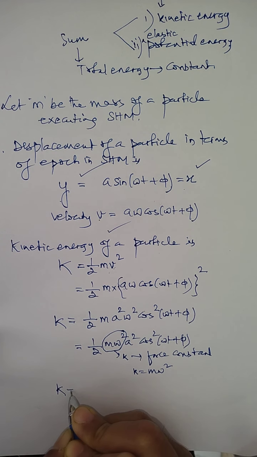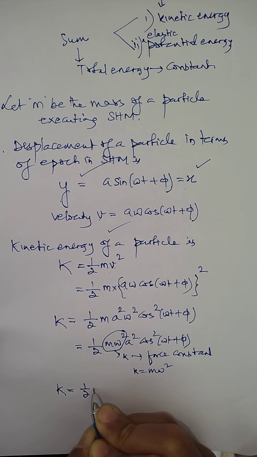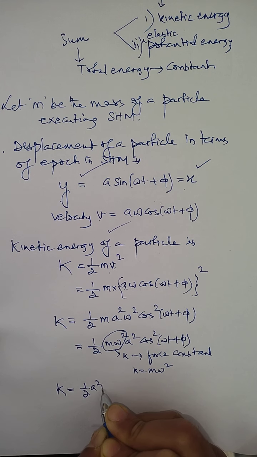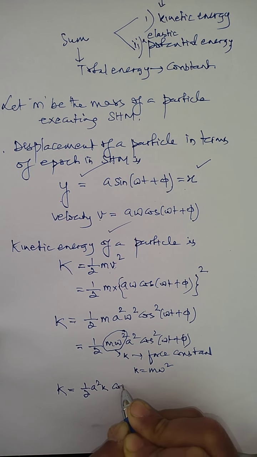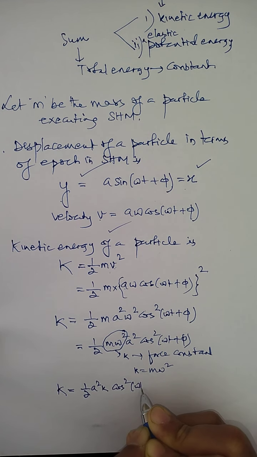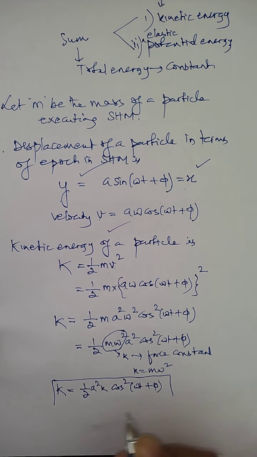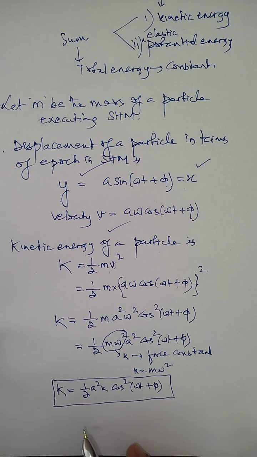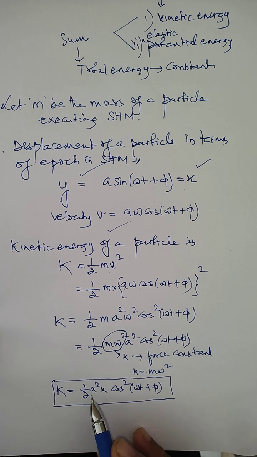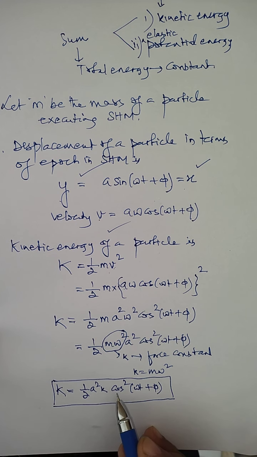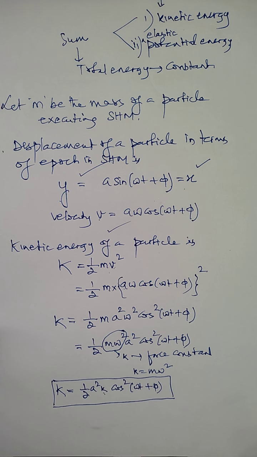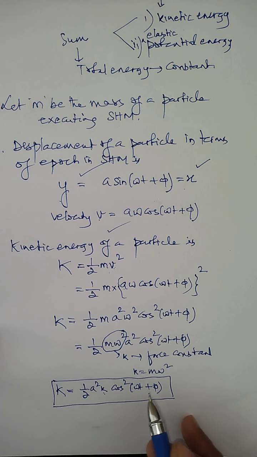Now see, K equals half A square k cos square (omega t plus phi). So look at the expression of kinetic energy, but in terms of force constant. K equals half A square k, with small letter k, cos square (omega t plus phi). This is the kinetic energy, and this k is the force constant.